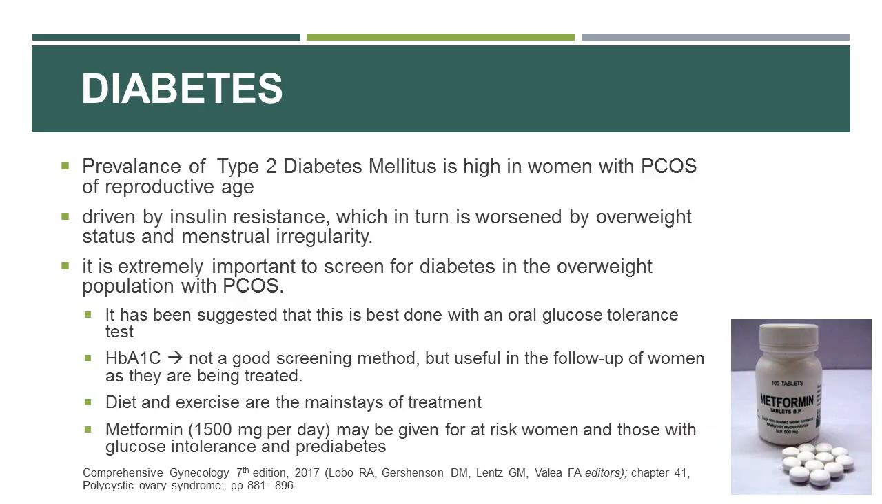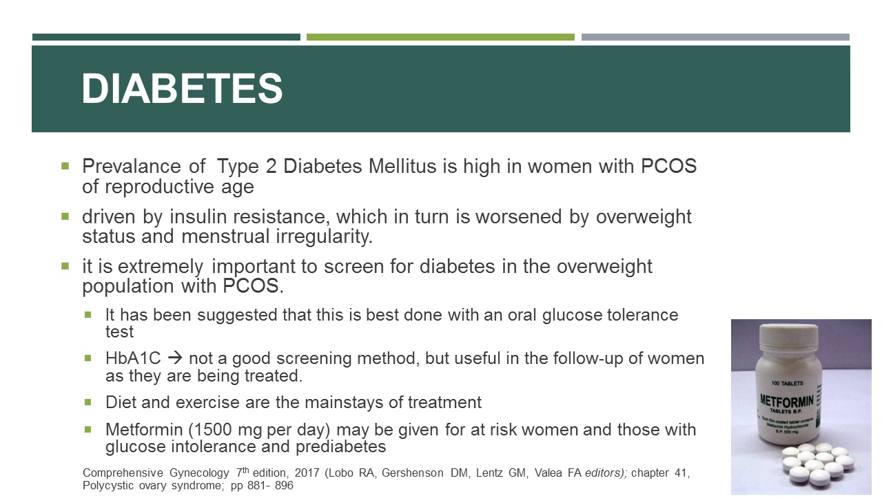Type 2 diabetes mellitus is more prevalent, about 2 to 3 times higher, among women with PCOS of reproductive age. This is driven by insulin resistance, which in turn is worsened by overweight status and menstrual irregularity. Thus, it is extremely important to screen for diabetes in the overweight population with PCOS. It has been suggested that this is best done with an oral glucose tolerance test, and not just a fasting blood glucose level. HbA1c is really not a good screening method, but it is useful in the follow-up of women as they are being treated.